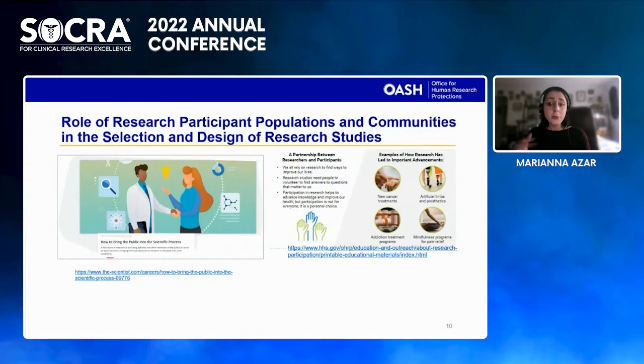All right. Now, some groups have also used the principle of justice to motivate researchers to address inequities in society through research aimed at finding ways to ameliorate those inequities. Now, we can see this in the increasing role of research participants and communities in the selection and design of research studies, as well as the growing popularity of community-based participatory action research, citizen science, and initiatives such as the Patient-Centered Outcomes Research Institute.